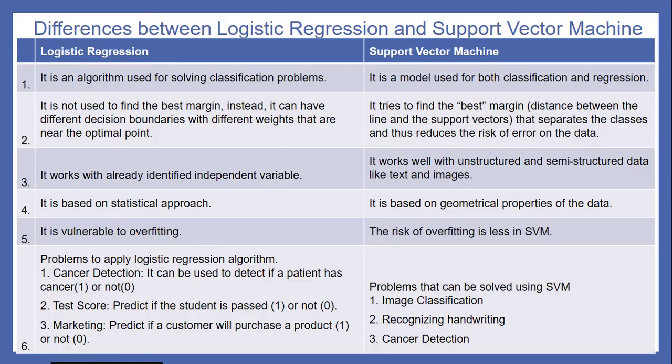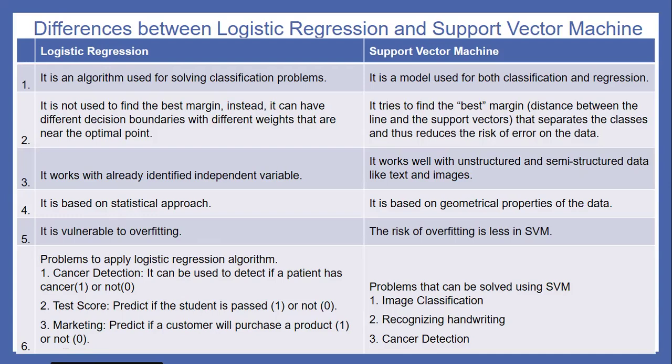Logistic regression is based on statistical approaches. Support vector machine is based on geometrical properties of the data. Logistic regression is vulnerable to overfitting. The risk of overfitting is less in SVM.